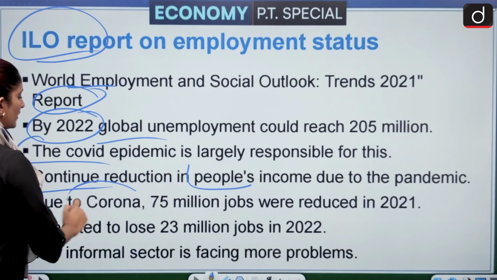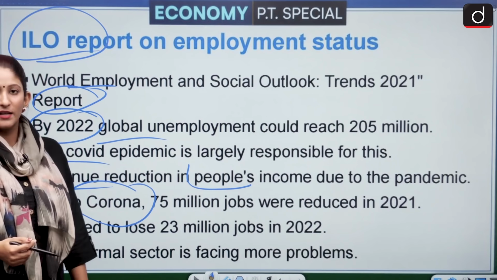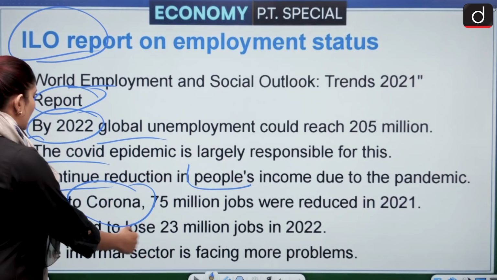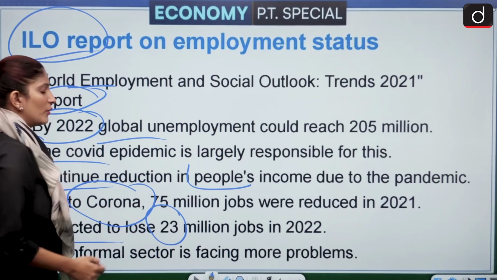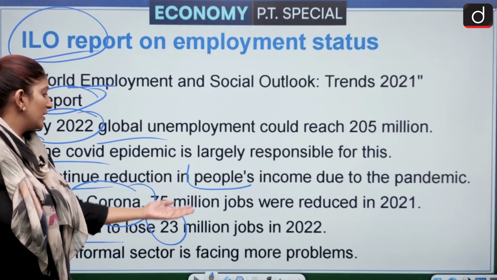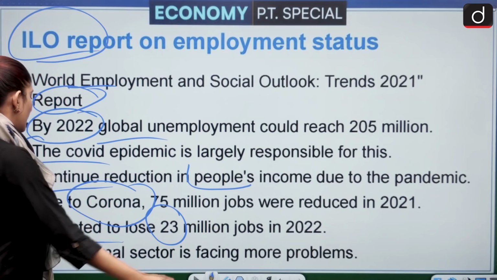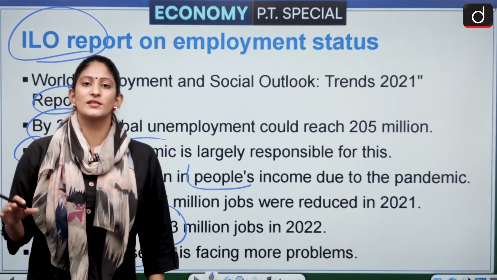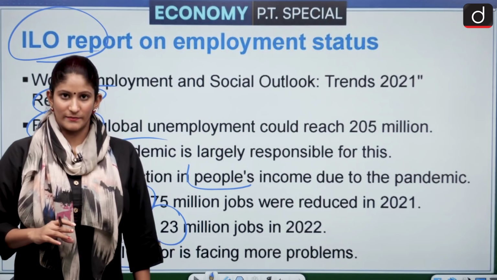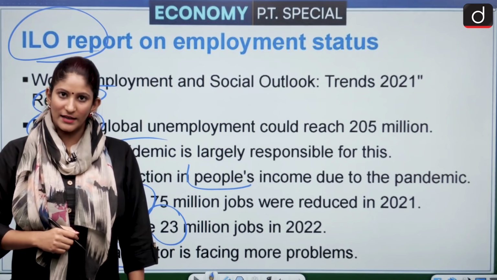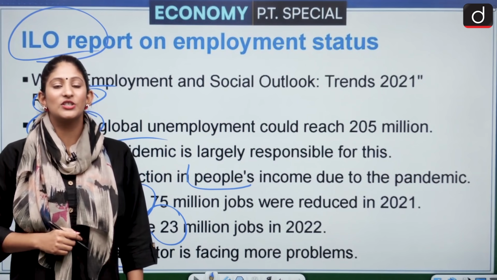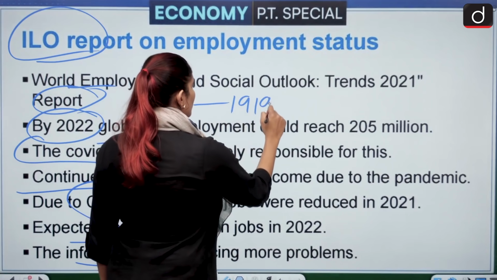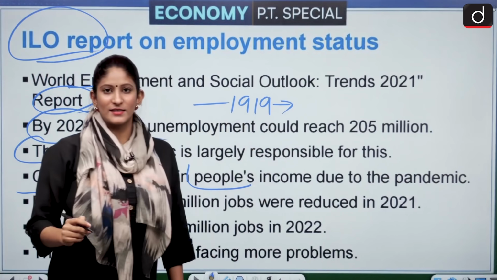Also, due to COVID, 75 million jobs have been reduced in 2021 and expected more to be lost, 23 million in 2022. The informal sector is facing more problems, and because of that, social security is threatened. International Labour Organization, which was established in 1919 by the Treaty of Versailles.